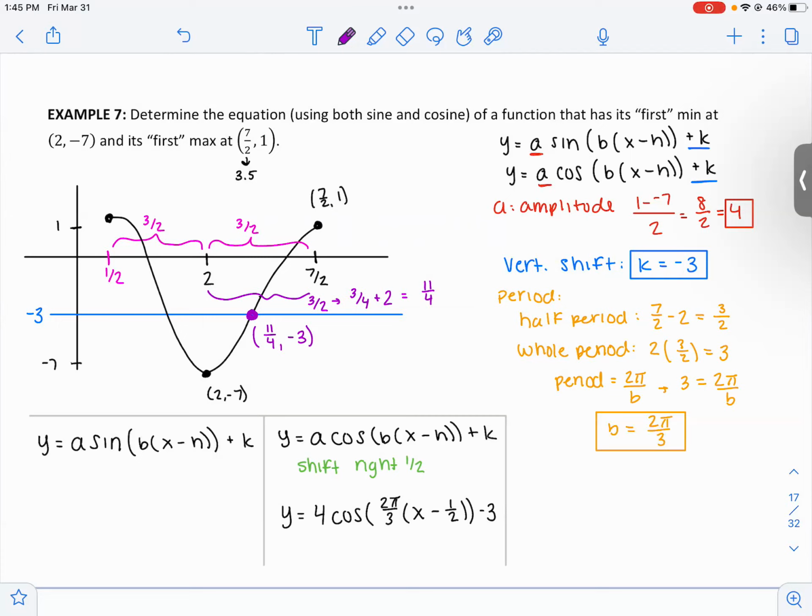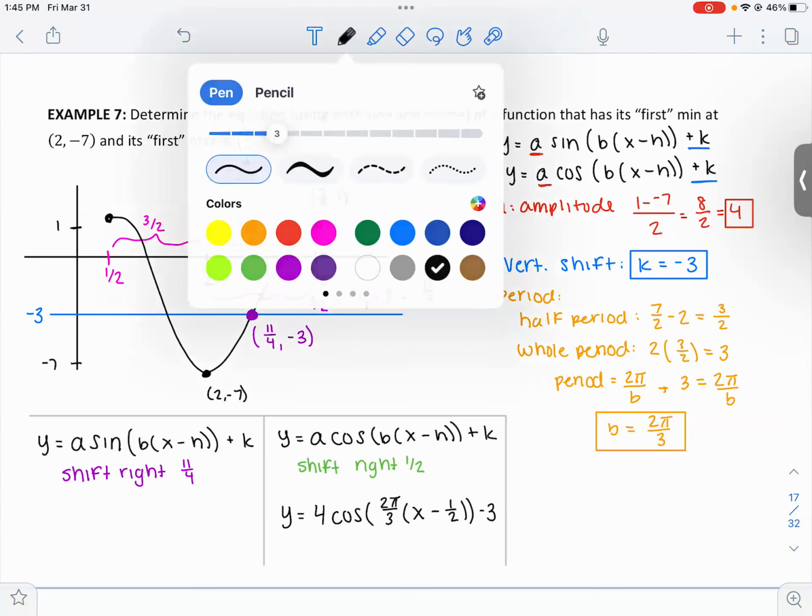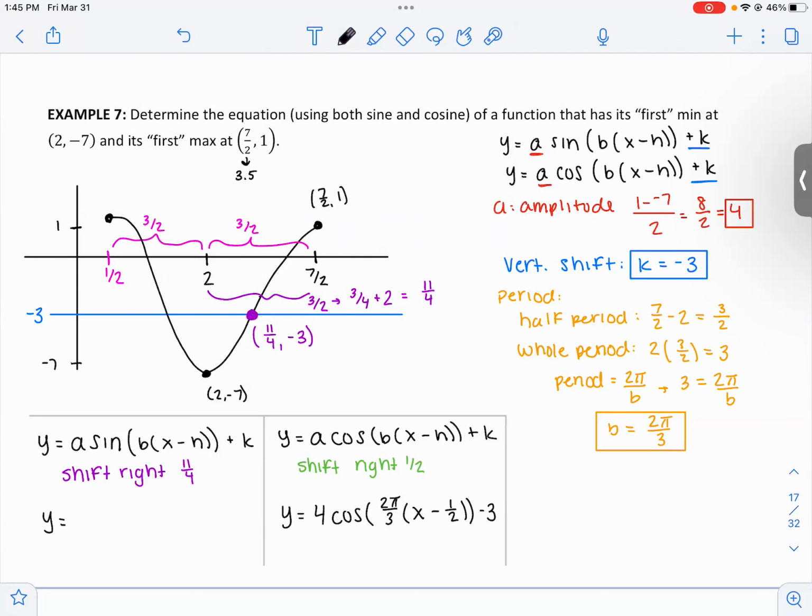So right away, we can go ahead and use that x value as our shift. So this would be a shift right 11/4. And we could go ahead and write our sine function right now. We have the same amplitude and the same b value. Now I'm shifting to the right 11/4, so I'm going to go ahead and subtract 11/4 and subtract 3 for that shift down.